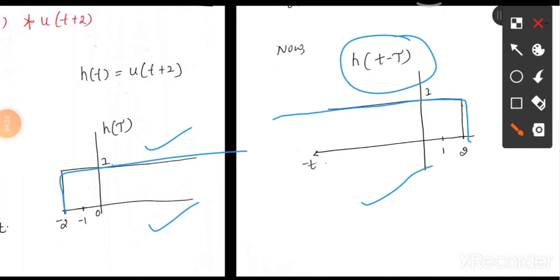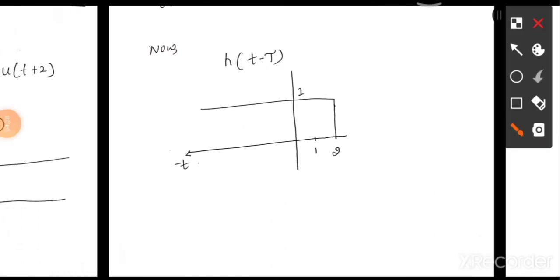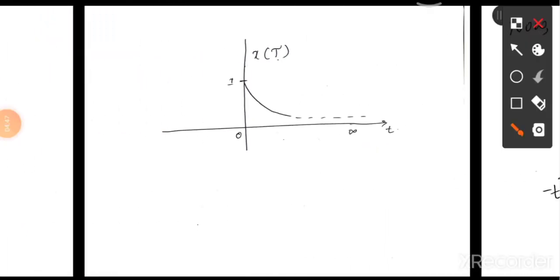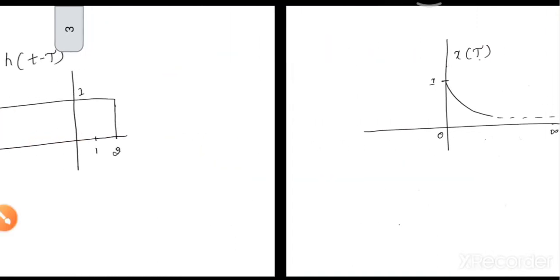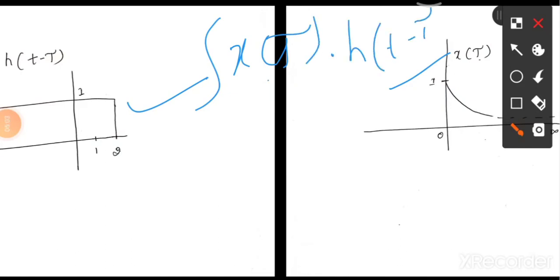So now we have got h of t minus tau, which is reversed. Its name, the name of this point, we can take as t plus 2. As we said, this remains the same. Let's take this signal. You have this signal and this signal, and you have to multiply both, that is x of tau into h of t minus tau. It is simple multiplication, there is no convolution here.